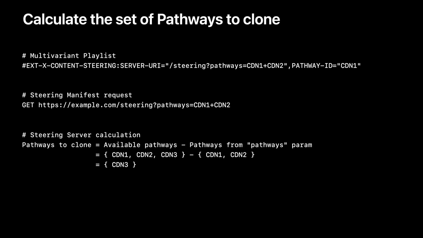Then it can calculate the set of pathways to be cloned by subtracting the set of pathways in the client's multivariant playlist from the set of available pathways. In this case, the available pathways are CDN 1, 2, and 3, and the pathways in the client's multivariant playlist are CDN 1 and CDN 2. Therefore, the pathway that needs to be included in the pathway clones array is CDN 3.